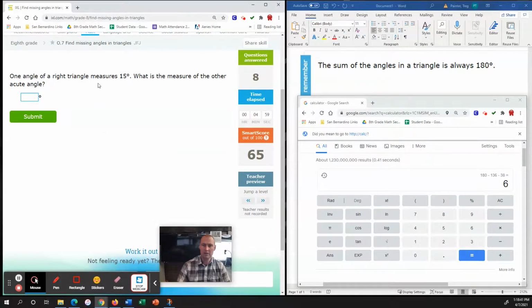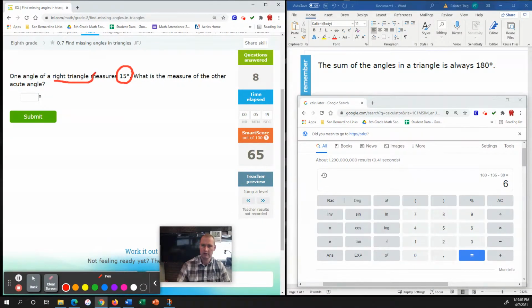One angle in a right triangle measures 15 degrees. What is the measure of the other acute angle? Something happened here. They only gave us one measurement of 15 degrees. So now I have to look closely at the question and figure out what I am missing here. I'm going to read this one more time.